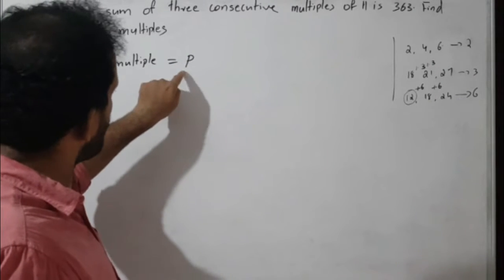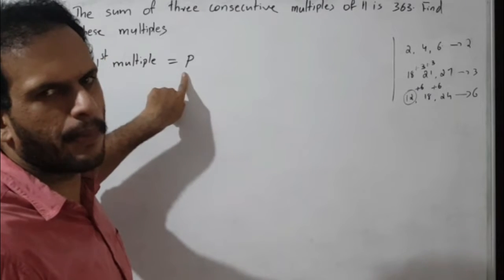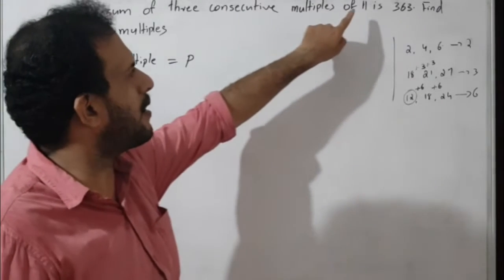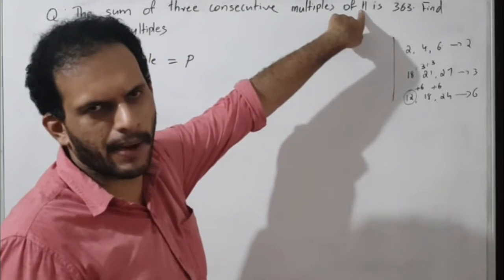So if we know the first one, how to write the second multiple? How many times we want to add 11? 11ന്റെ മൾട്ടിപ്പിൾ ആണ് കണ്ടുപിടിക്കേണ്ടത്.